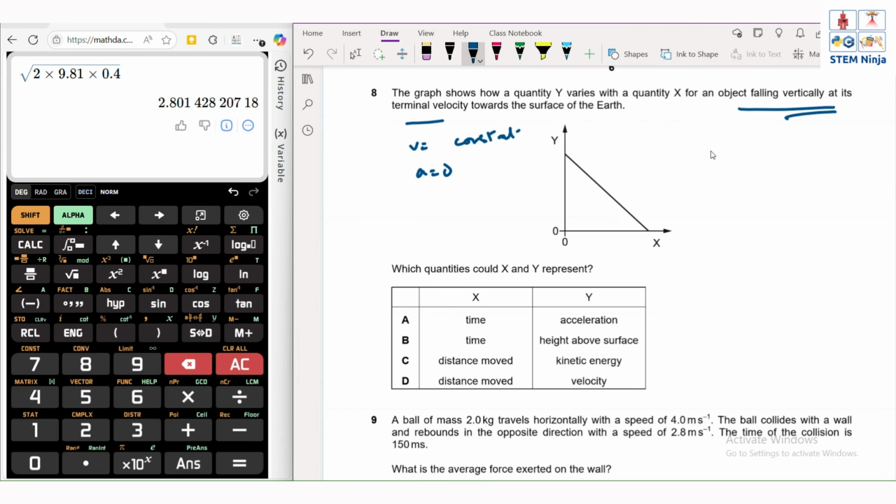Now, we know that if it is falling, it could indicate decreasing displacement. And we know that the rate of change of displacement is velocity, which is constant over here. So that would have a constant gradient. So this could be y is distance, x would be the time, and y could be the height above the surface.